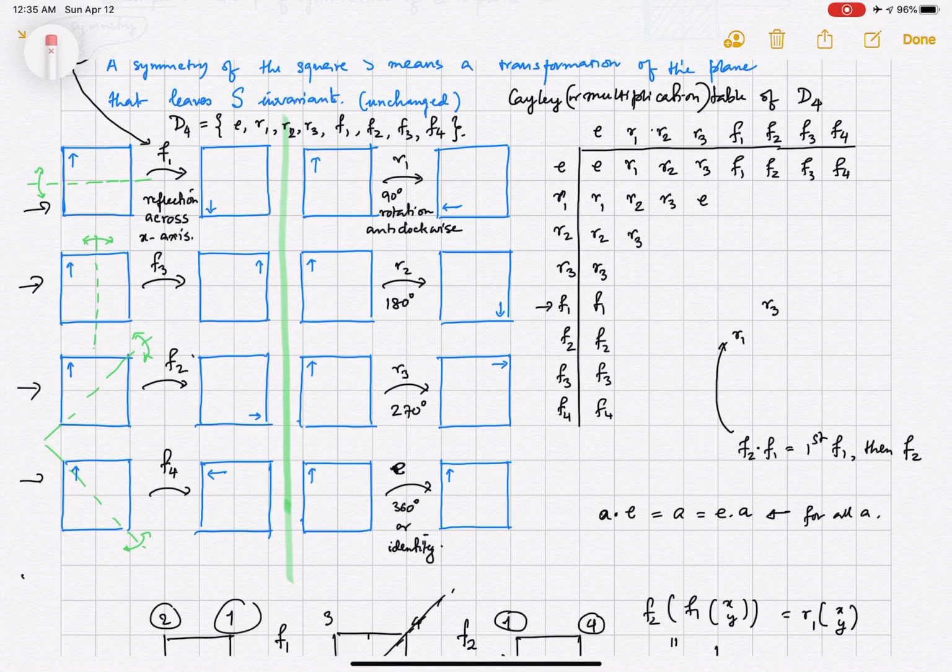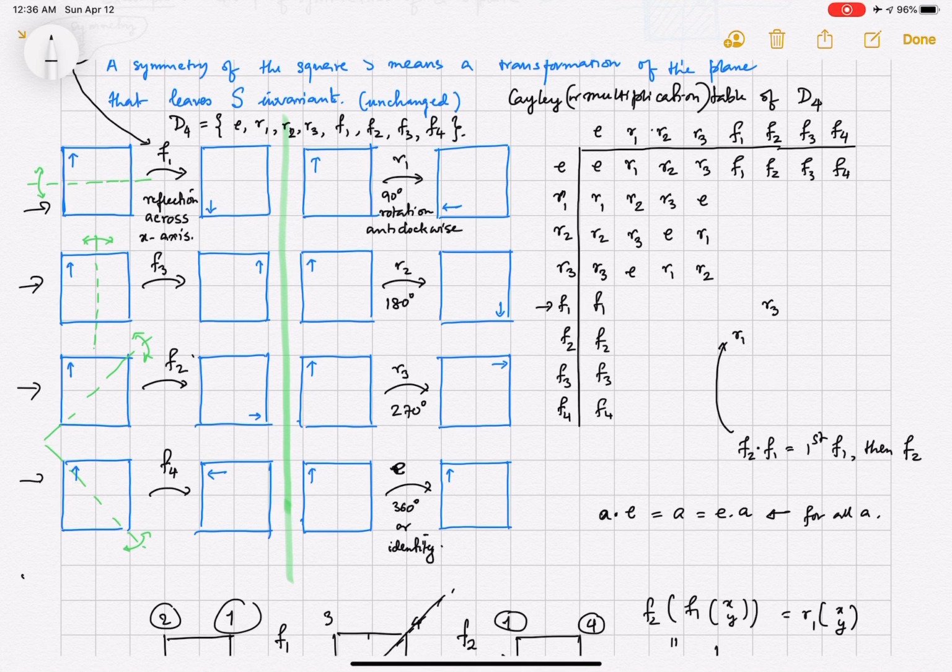Then R2 and R2 is two 180-degree rotations, that is a 360-degree rotation, which is identity. This one is 270, 180, which amounts to 90. Then this is E again. R2, R3 is R1, R1, R3 is R2. Okay. And maybe you can fill in the other entries.